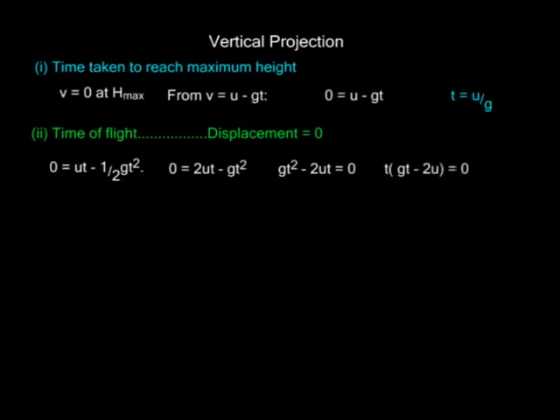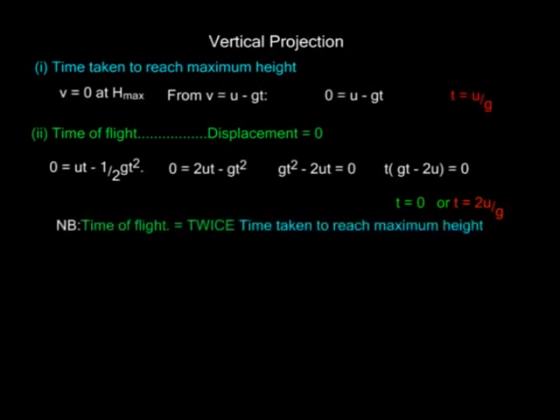Factorizing t, we shall have t into gt minus 2u is equal to 0. And therefore, t is equal to 0, or t is equal to 2u over g. t is equal to 0 corresponds to the start of projection, while t is equal to 2u over g is the time of flight. Now, if we compare this and this, it means that the time of flight is twice the time taken to attain the maximum height.